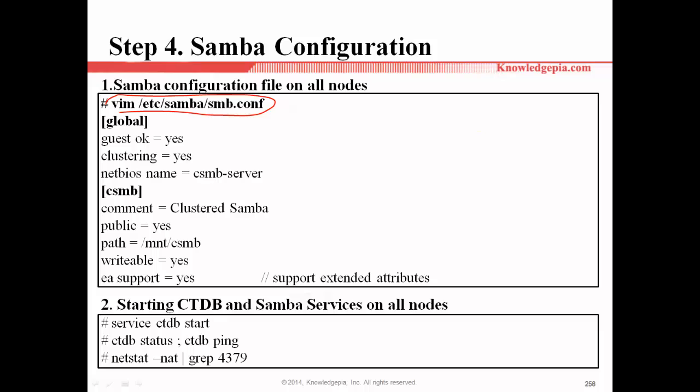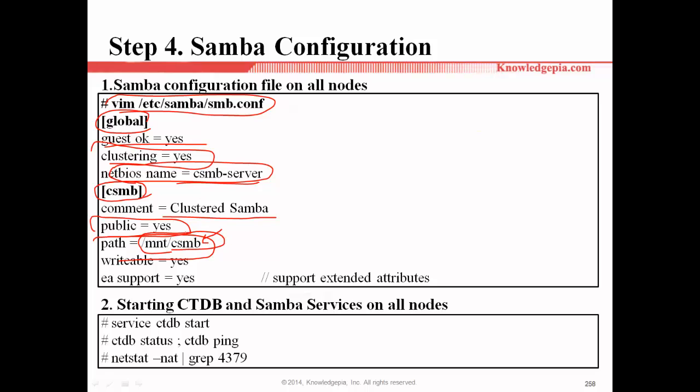Step 4, the Samba configuration. This is the Samba configuration file. Here, in the global section, guest ok yes, clustering yes, and NetBIOS name, in my case the CSMB server, like this. And create the sharing directory like this, comment cluster Samba public, and the path. In my case, I already told you the path. The GFS file system will be mounted here, /mnt/CSMB, and this will be used by network clients, especially Samba clients, for the sharing directory. And writable yes, and EA support. EA support means extended attributes, then yes.